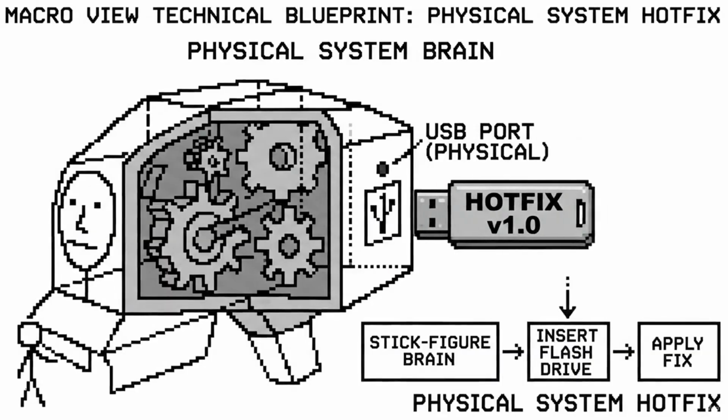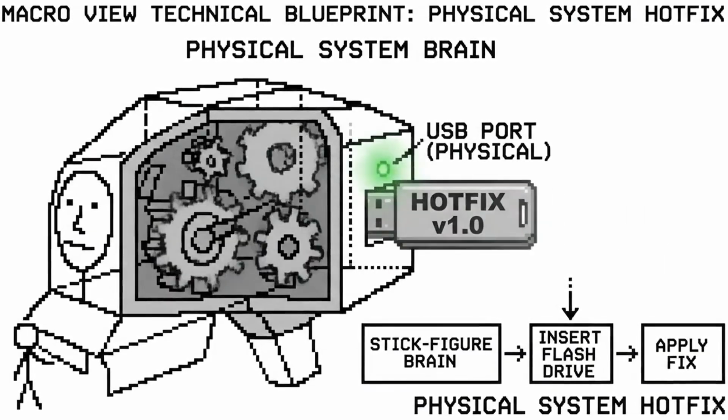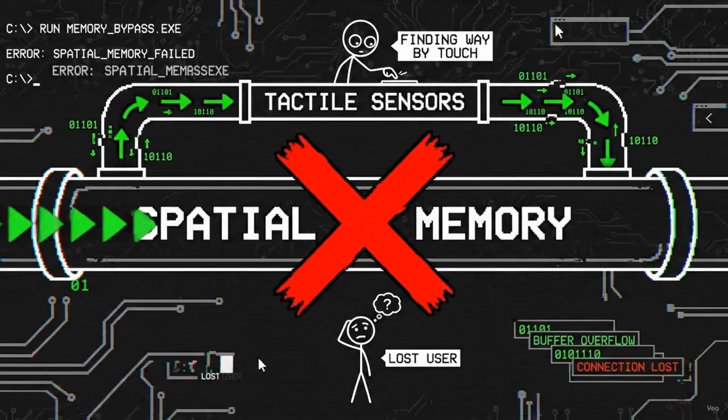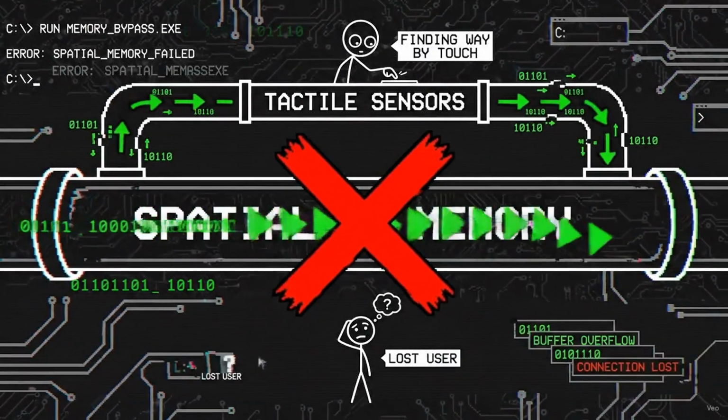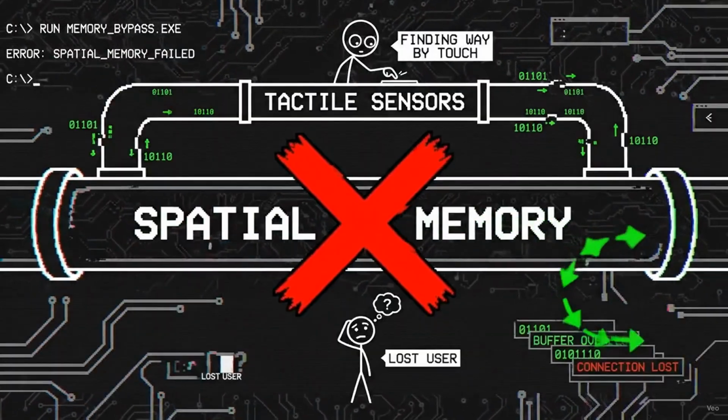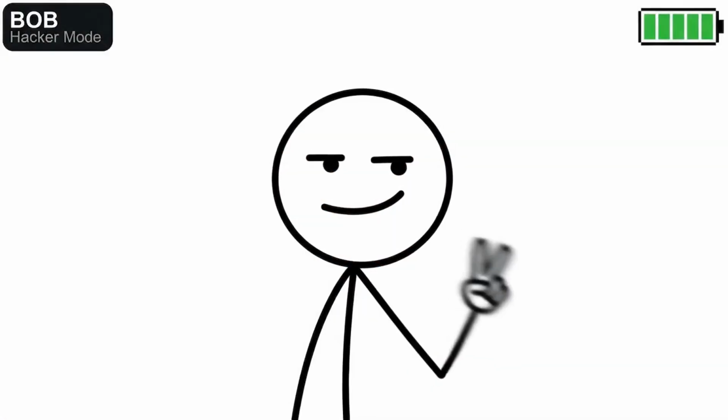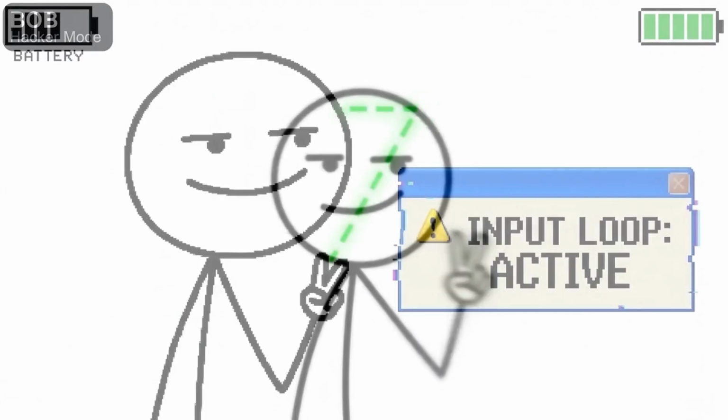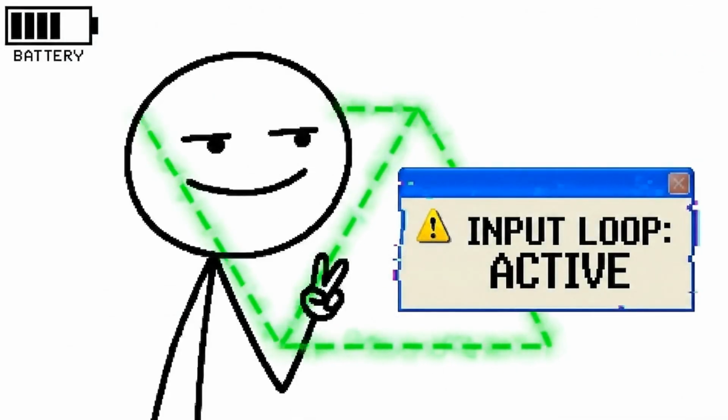To prevent a second cache clear, you need to apply a physical anchor hotfix. Your spatial memory is bugged, so you have to route the objective through your tactile sensors instead. You must physically bind the quest to your body. Cross your fingers, hold your breath, or snap your fingers. This creates an active physical input loop. The brain cannot delete the task because your body is actively running it.